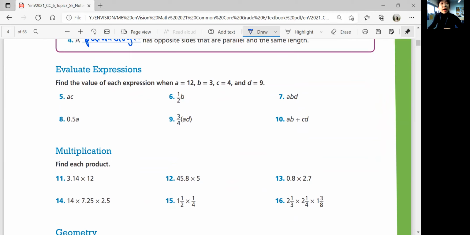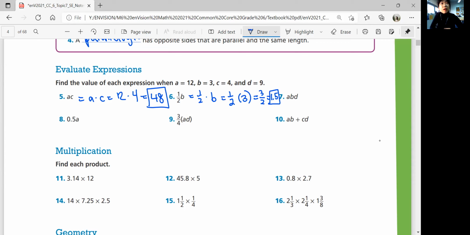Number 5, AC means A times C. A represents 12, C represents 4, so 12 times 4 is 48. Number 6, 1/2 B means you're multiplying 1/2 times B. So 1/2 times 3 is just 3/2 or 1.5 or 1 1/2, right? So I'm going to write 1.5 here.